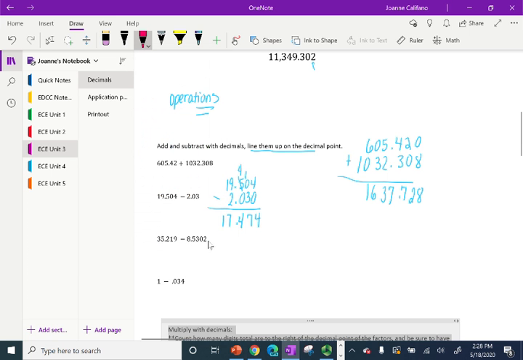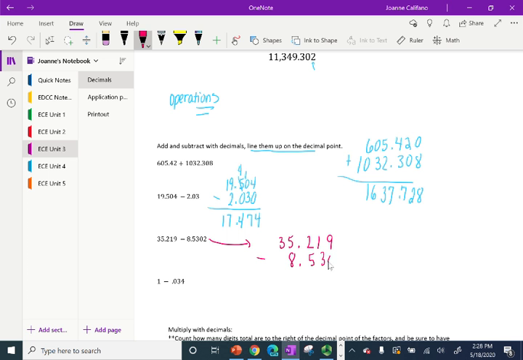Okay. This problem right here, I would write 35 and 219 thousandths, subtract 8, and now we have 5302, or basically 5,302 tenths, hundreds, thousands, 10 thousandths place. That would be, right, if I were reading that number.